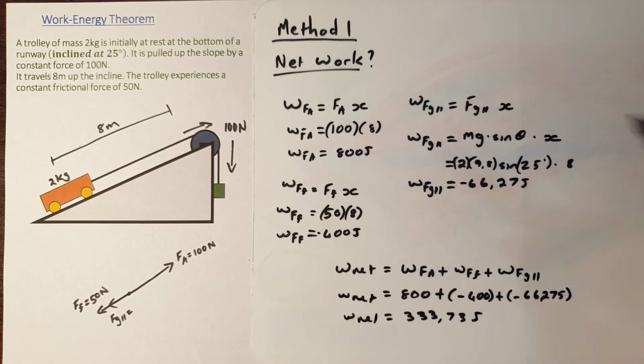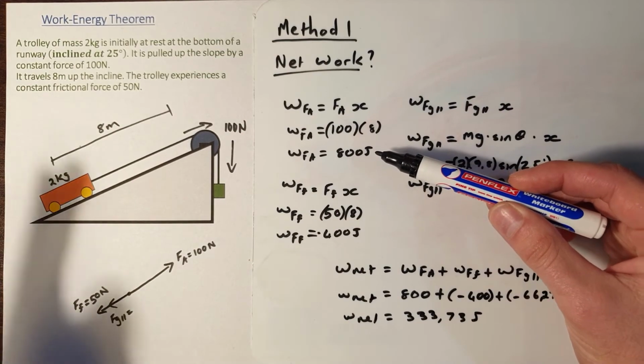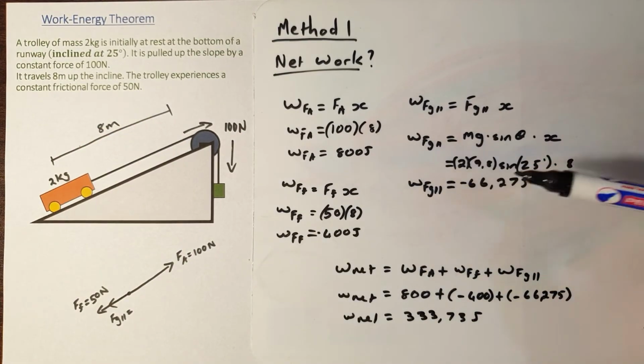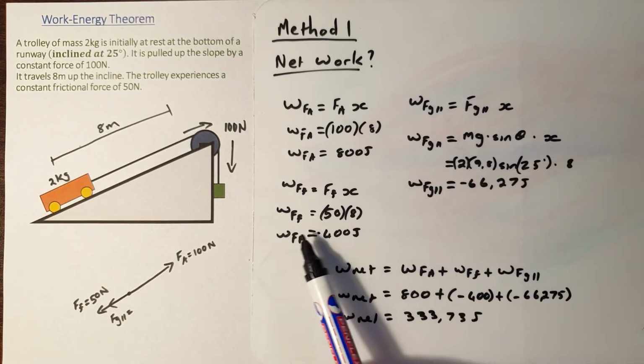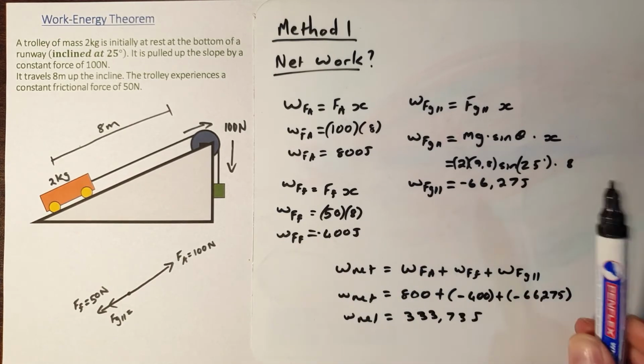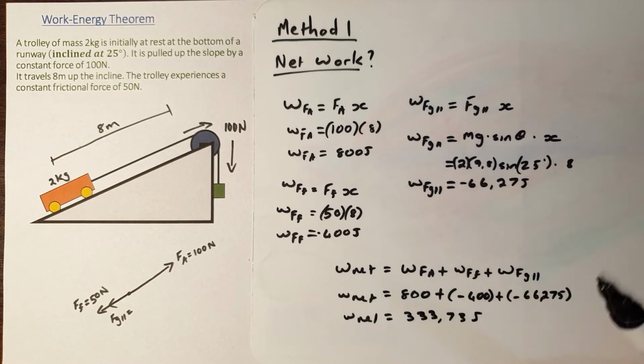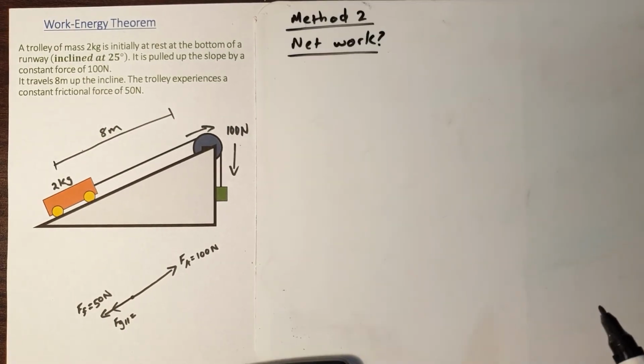Right, so if we look at this, we can see that that is applying all the work to pull the object up the slope. We then have the frictional force, which is taking work away from it, in other words, slowing it down or taking energy away from that object. And we also have the force of parallel gravity, and so that's also taken away, and so we land up with a net work of 333.73 joules.